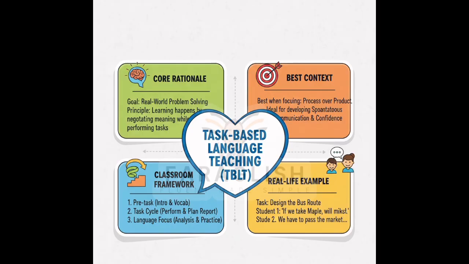Student 1: I suggest we go straight down Maple Avenue. That will use the least amount of turns. Student 2: But if we take Maple, we will miss the new market. We have to pass the market. We should use River Road. Students use their available language to solve the practical problem.